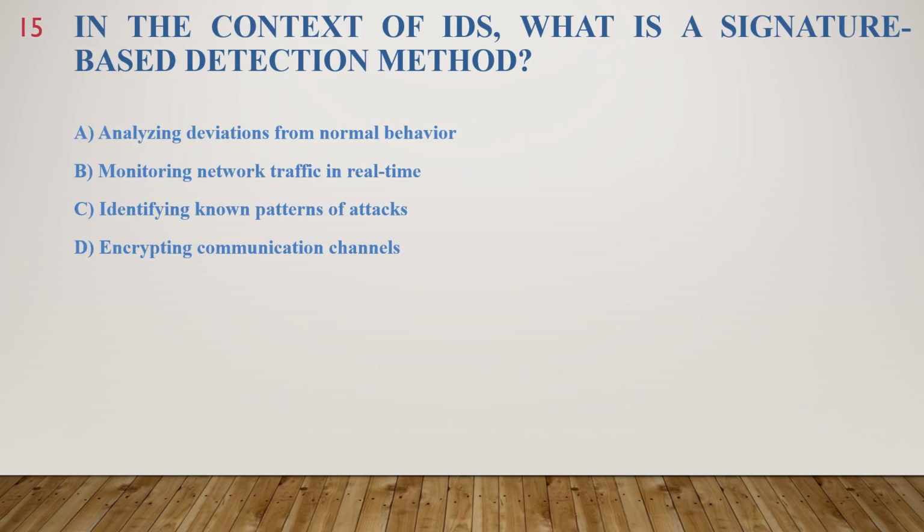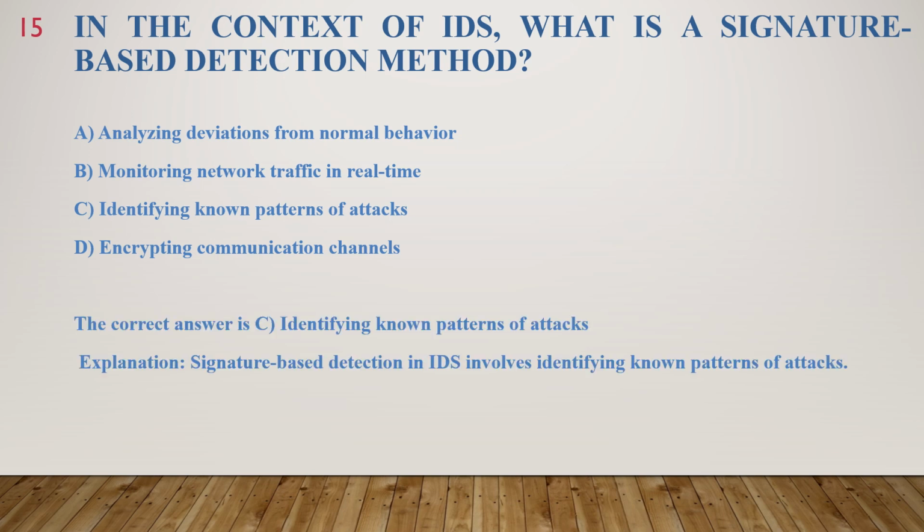Question number 15. In the context of IDS, what is a signature-based detection method? A. Analyzing deviations from normal behavior. B. Monitoring network traffic in real time. C. Identifying known patterns of attacks. D. Encrypting communication channels. The correct answer is C. Identifying known patterns of attacks.